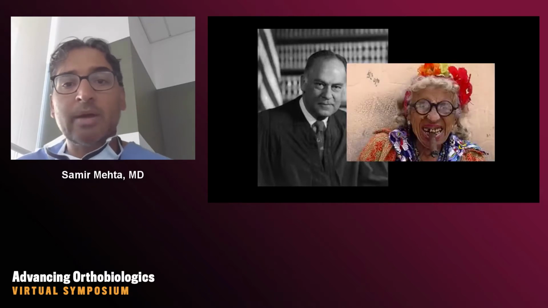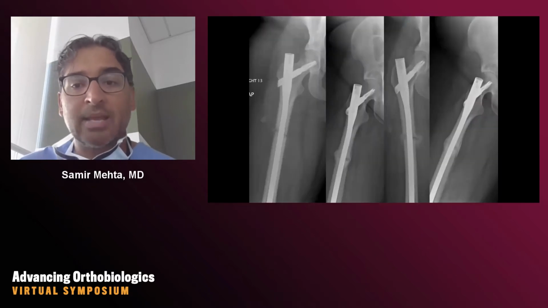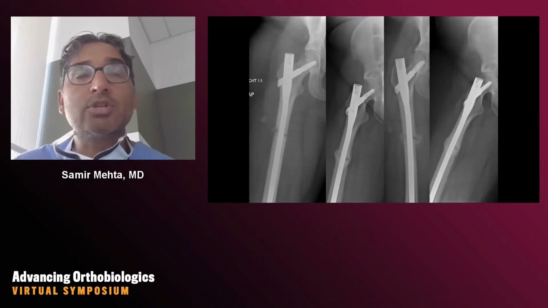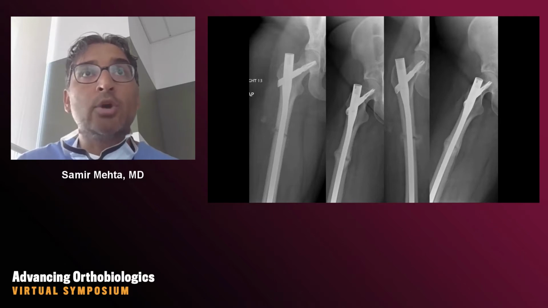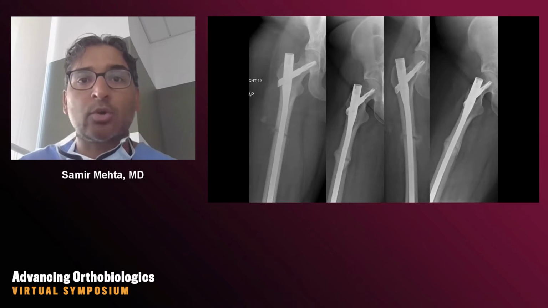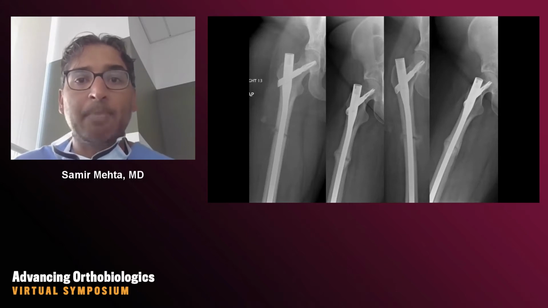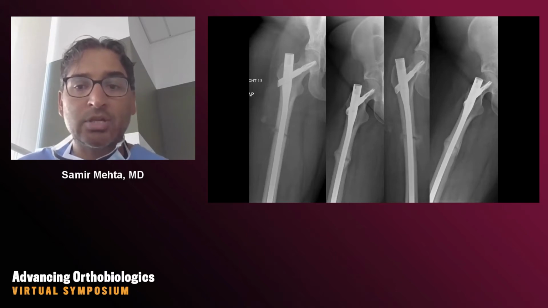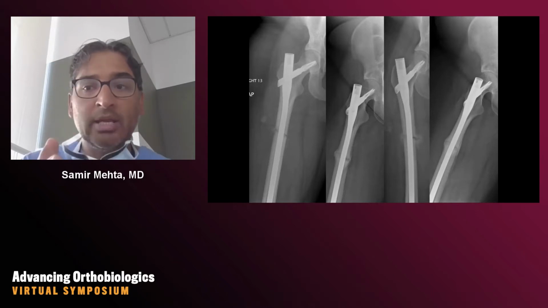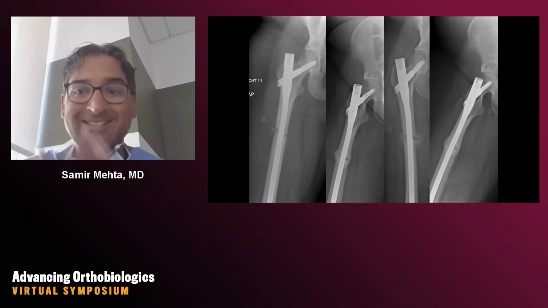And so when we talk about non-unions, I would argue it's the same thing. I'm not sure how to define it, and there are different definitions. The one definition that's commonly used is no significant callus formation in 3 successive x-rays that are 1 month apart. And so when we look at this patient, yes, she is sort of showing bone formation every time we see her, but she's not uniting.